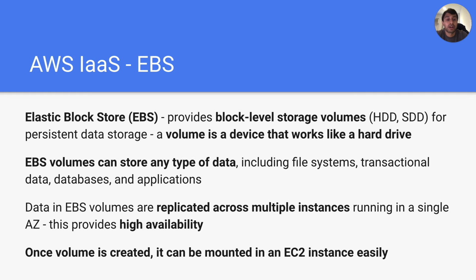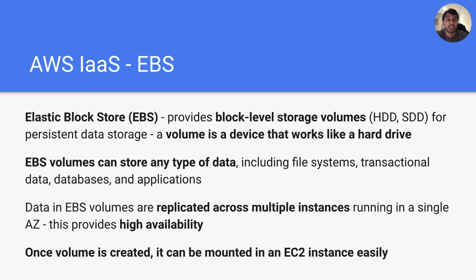EBS volumes, parallel to EC2 instances, work like hard drives that can store any type of data, including file systems, transactional data, databases, and applications. When you provision an EBS volume, the data that is stored in that volume is automatically replicated across multiple EC2 instances running in a single availability zone. This provides high availability. So you create an EBS volume, which now lives on some EC2 instance, and EBS as a service automatically backs it up to another instance within the same availability zone.